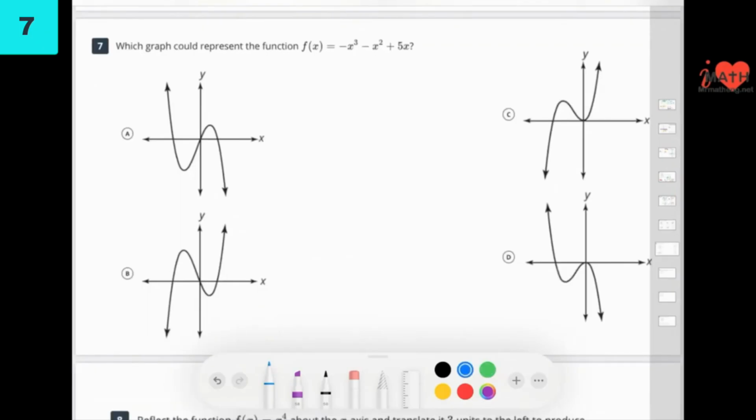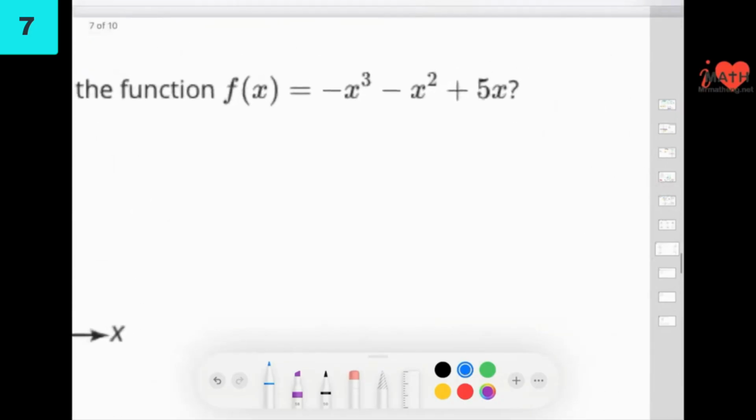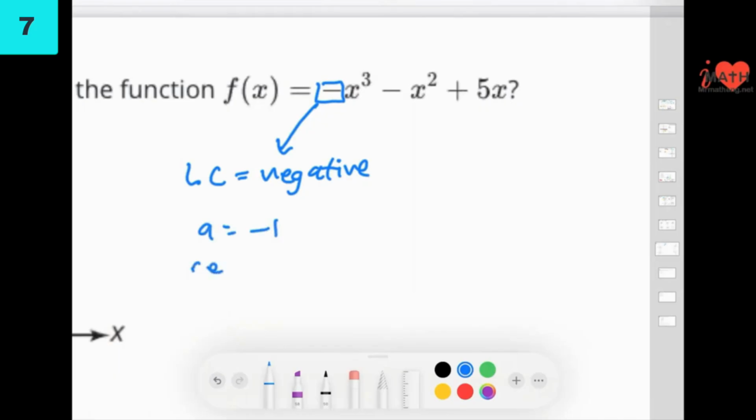Represent the function f of x equals negative x to the third power minus x squared plus 5x. Okay, what I'm going to do is I'm going to just take apart this function and try to figure out all the things that I know, okay? Here in blue, this is called the leading coefficient, and it is negative. And basically what that does is it flips the graph. You can also think of it back in your transformations. A equals -1 is a reflection over the x-axis. Reflection over the x-axis, okay? So that's in blue there.